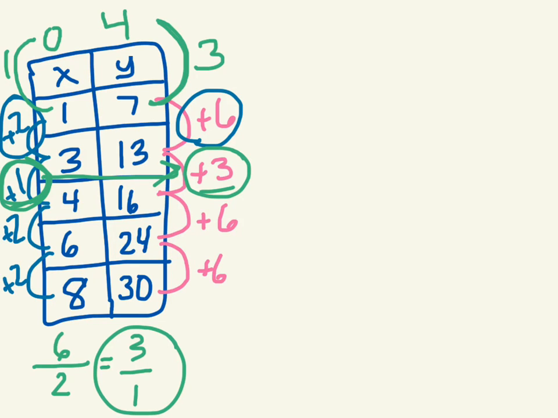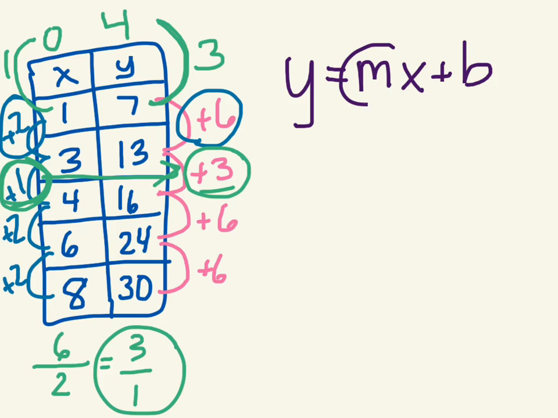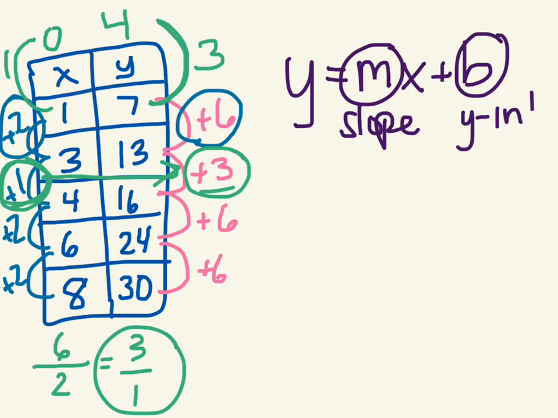So for my more algebraic way, first I write out my equation, y equals mx plus b. And if you remember, m is the slope, and b is the y-intercept. Okay? Now we're going to pretend like we have not found this where x equals 0 yet, because we're doing our algebra way to find that.